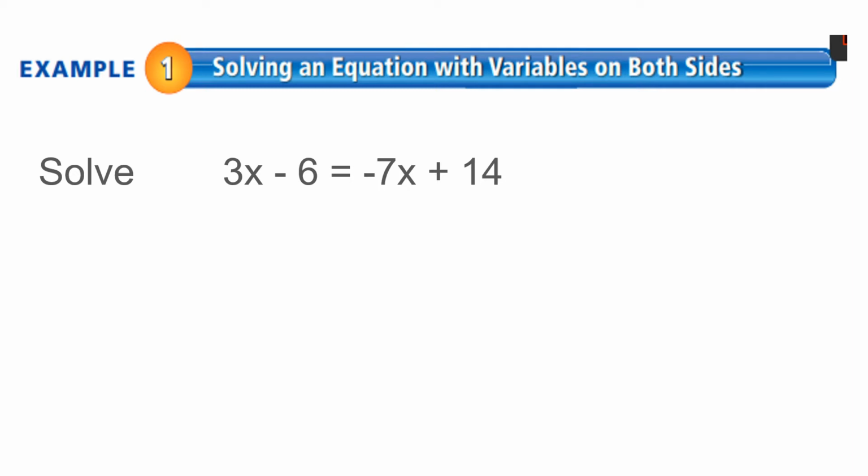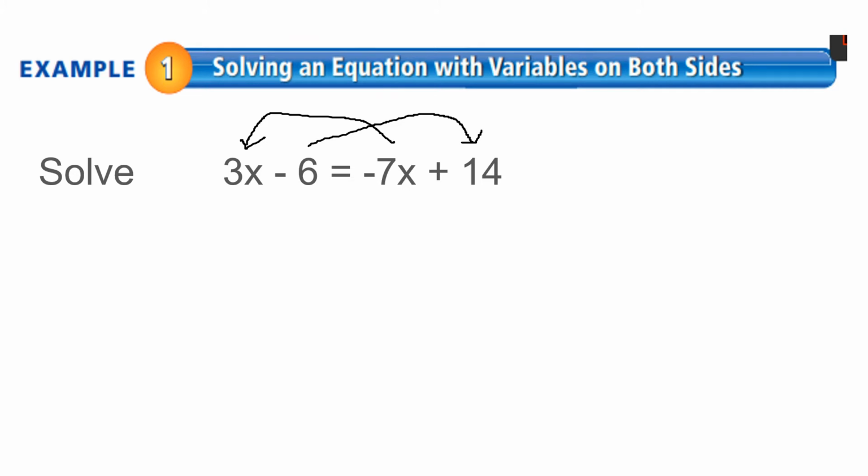In example 1, we are going to solve an equation with variables on both sides. As the key idea said, we want to get the variable terms on one side and the constant terms on one side. So we're going to take our variable term, negative 7x, and move it over to the left to join up with the other variable term, 3x. We're going to take our constant term, negative 6, and move it over to the other side to join up with positive 14. Remember, to move things from one side to the other, you have to undo that term on the side that it's on by using inverse operations.